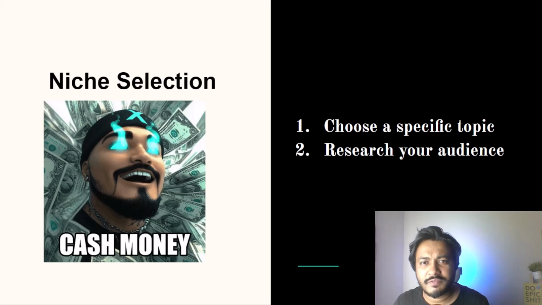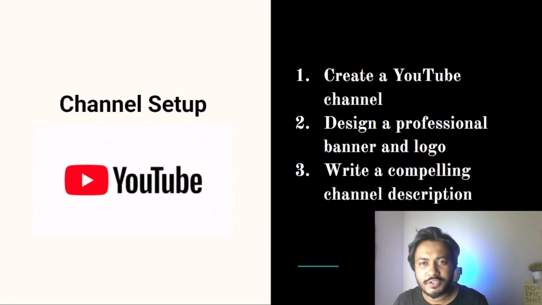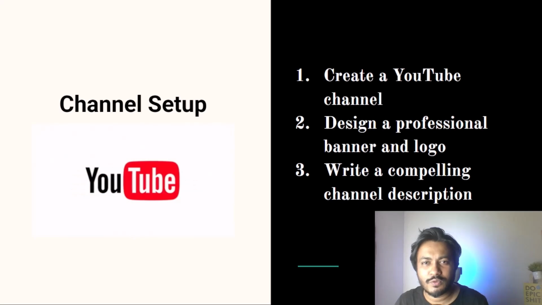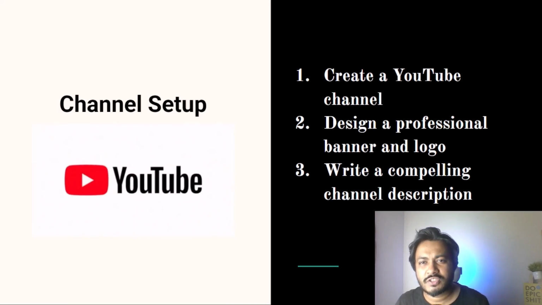Alright guys, the last video was our second part. I already discussed how you can select a niche, how you can find your topic, and how you can research your audience. So watch that tutorial definitely. In today's video, I will show you how you can create a YouTube channel in the easiest way, how you can design a professional banner, how you can add a logo, and it's completely free. Using Canva we can design the banner and logo.